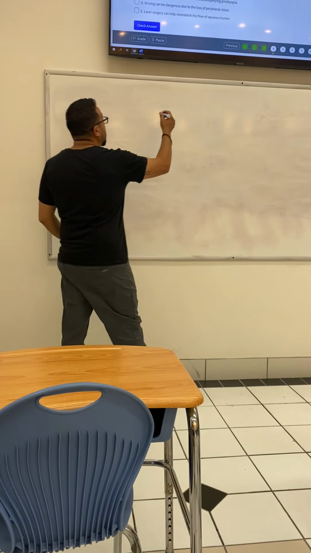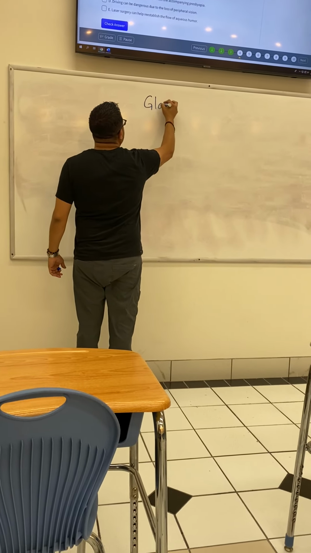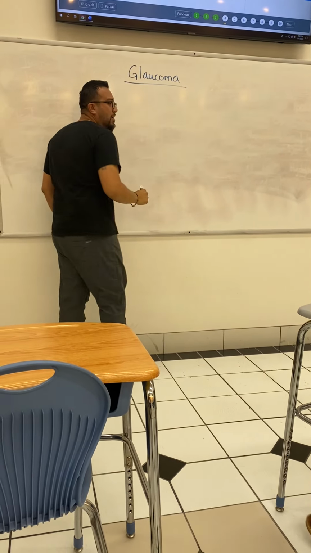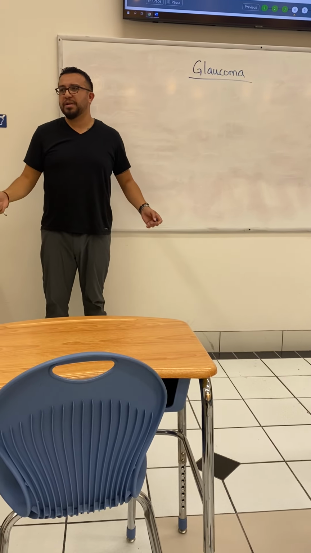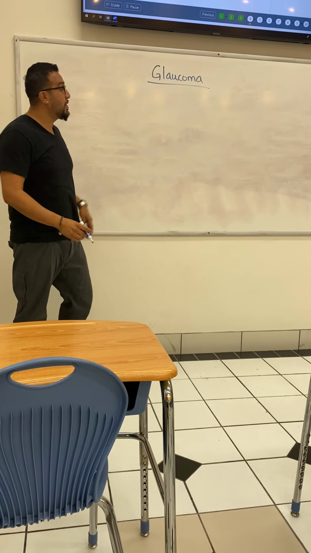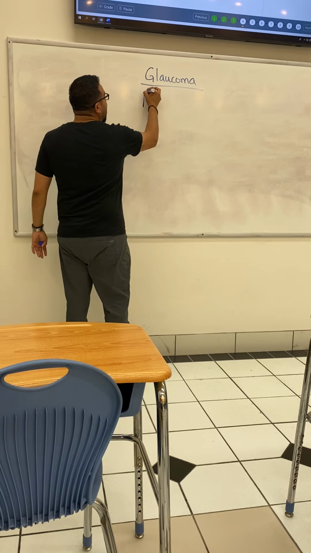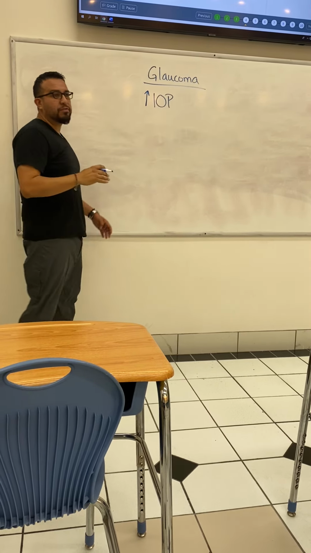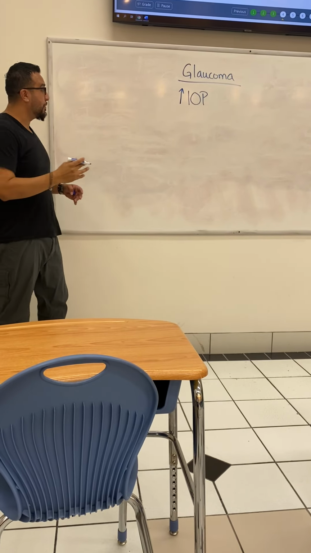Talk about glaucoma. So, glaucoma is one of the two most common eye conditions that we're going to be discussing. It's either glaucoma or cataracts. Let's focus on glaucoma. This is increased intraocular pressure. You have too much fluid within the eyeball chamber.